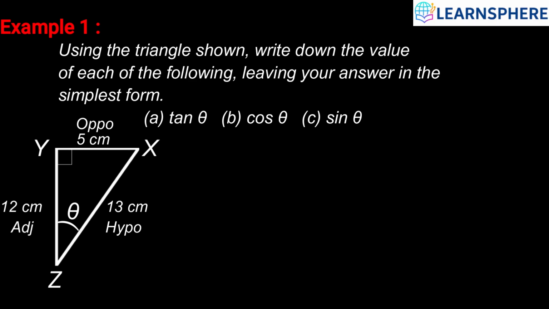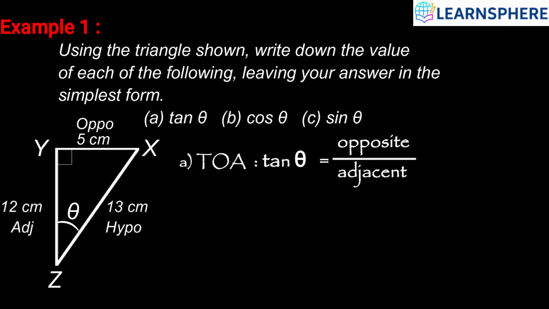For part A, we are asked to find tan theta. Therefore, we can use the acronym of TOA, which means tan theta equals opposite over adjacent. As our opposite side is 5 cm and the adjacent side is 12 cm, we can rewrite this as 5 over 12 as the answer.